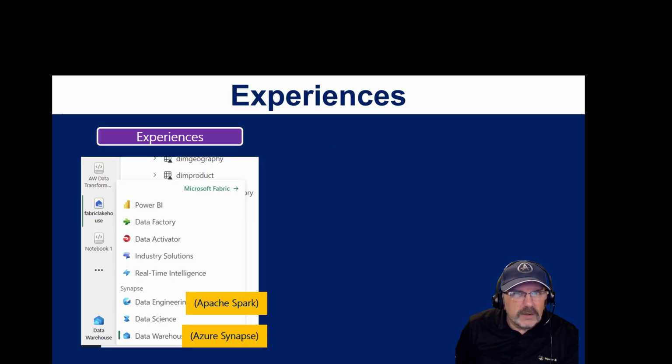So I mentioned Fabric experiences, and if you look on the left-hand side under the word Synapse, you see data engineering, data science, and data warehouse, and I added these gold squares next to it to sort of translate what that is. Data engineering is Apache Spark. That's when you're working with Apache Spark. Data science is building your AI solutions into a model training, and data warehouse is specifically Azure Synapse. It does not mean Lakehouse, it is Synapse.